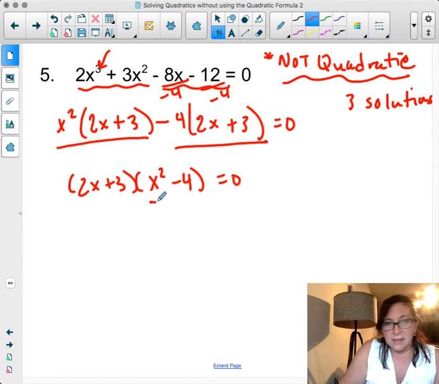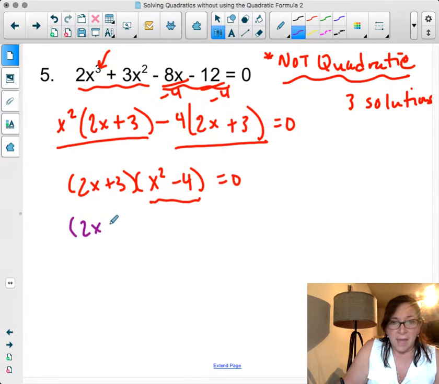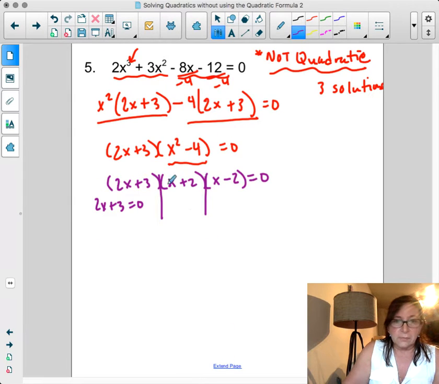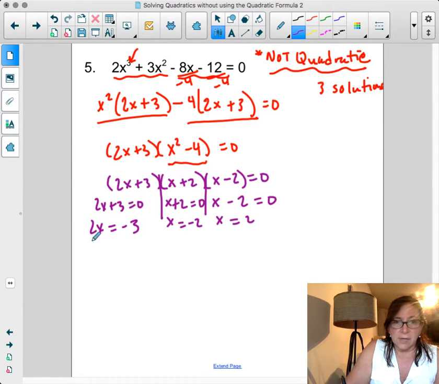So I see that this is a difference of 2 squares, which is telling me that I still get this value here, but this is going to break down even further to be x plus 2 and x minus 2 equals 0. And now I'm going to split these all up, and I get 2x plus 3 equals 0. I get x plus 2 equals 0, and x minus 2 equals 0. So x equals 2, x equals negative 2, and 2x equals negative 3. Divide by 2, x equals negative 3 halves.